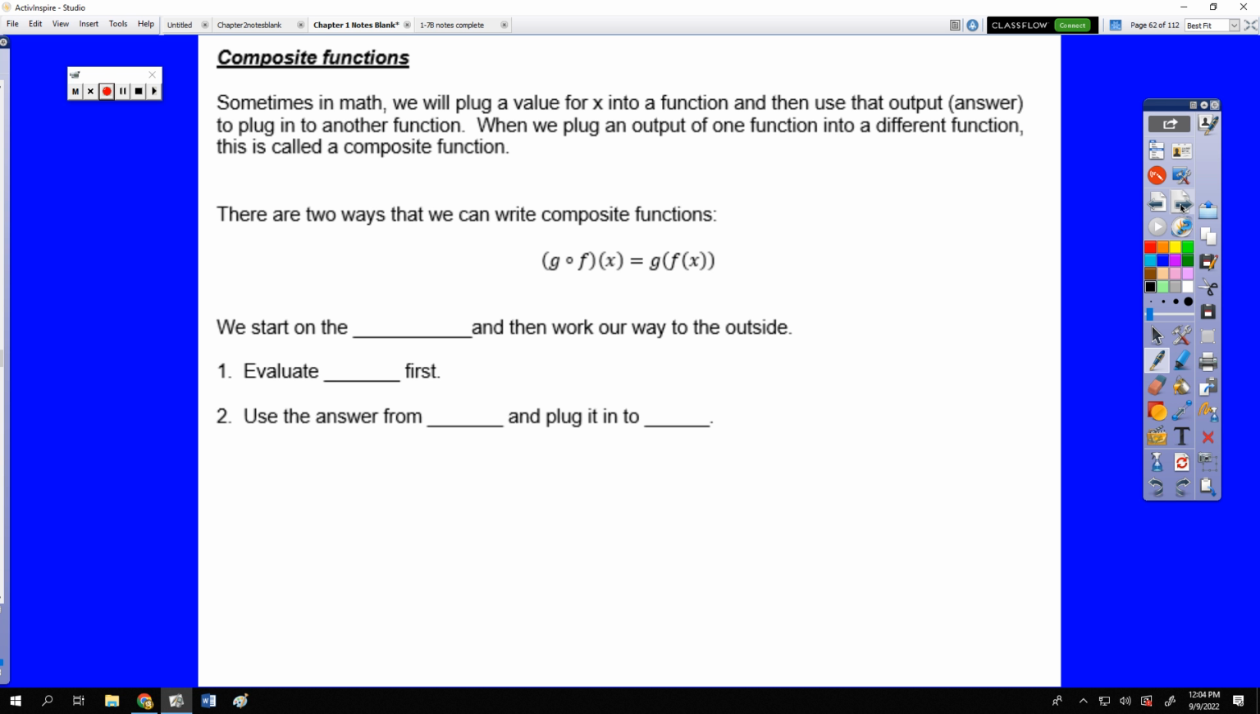And that's g of f of x. This little open circle here means of. Okay? Or we could write it simply with just function notation, g of f of x, as written on the right. Either way, we're going to start on the inside and work our way to the outside, which means we're going to evaluate f of x first, and we'll take f of x and plug it into g of x. Okay, so both of those notations are exactly the same.